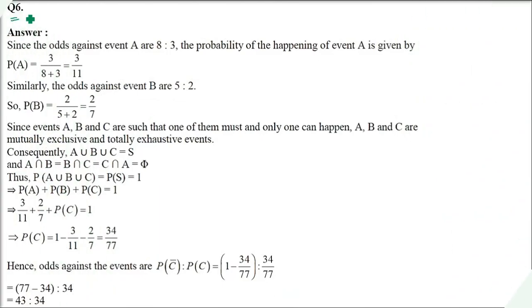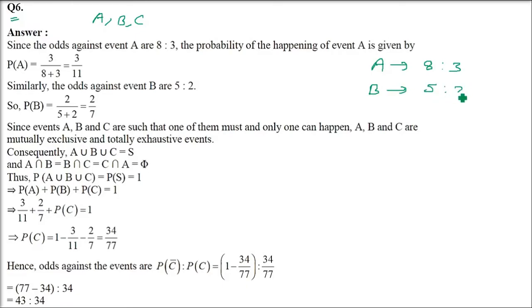This is question number 6. There are 3 events A, B, C. It is given one of which must and only one can happen. One will happen, must happen. The odds are 8 to 3 against A. So A, the odds against is 8 to 3.